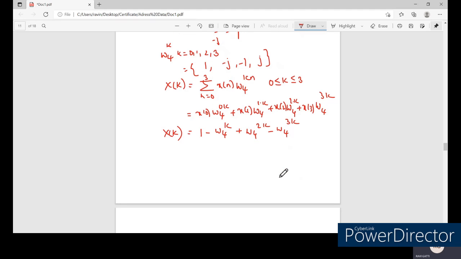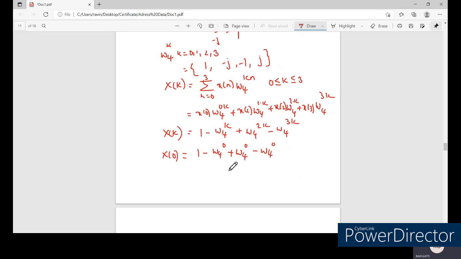Now what you're supposed to do is substitute the values of k, so you'll be getting the answer. First I will be substituting k equal to 0. So when you substitute, what you'll be getting is 1 minus omega 4 power 0 plus omega 4 power 0 minus omega 4 power 0.